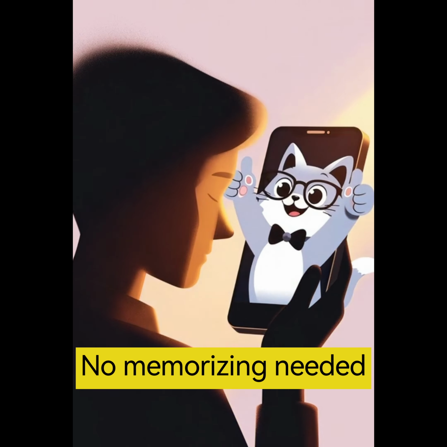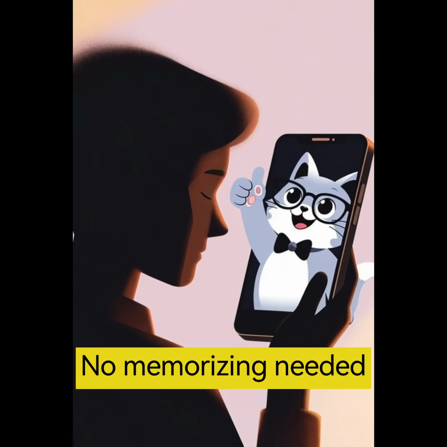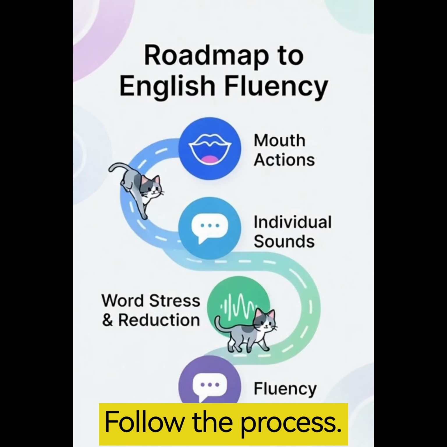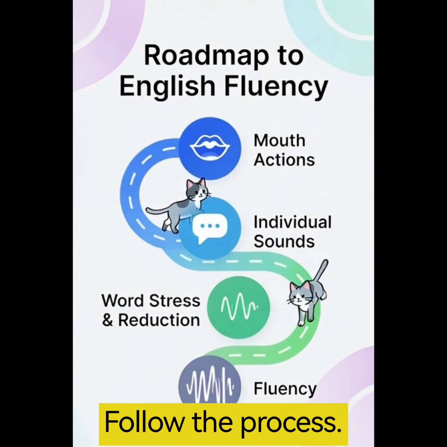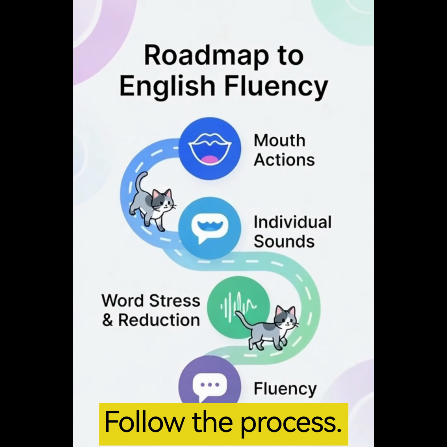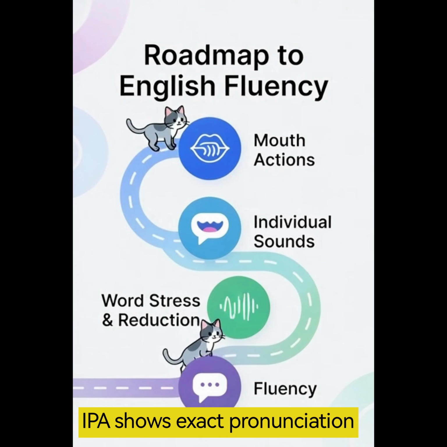How to practice IPA without memorizing. You do not need to memorize the entire IPA chart. The best method is one sound at a time. Follow this process. See the symbol, hear the sound, feel your mouth and throat. Repeat slowly and clearly. IPA is a pronunciation guide, not a memory test.